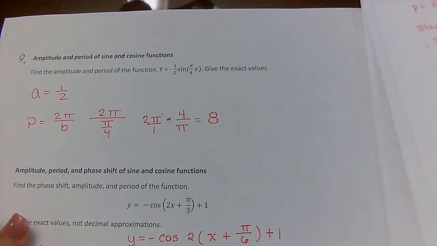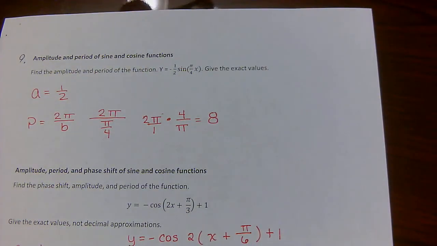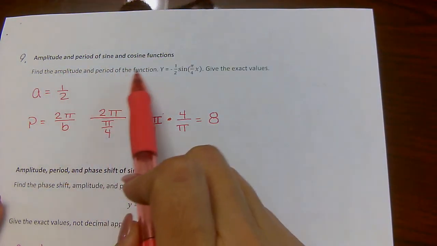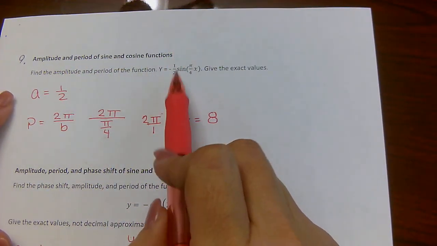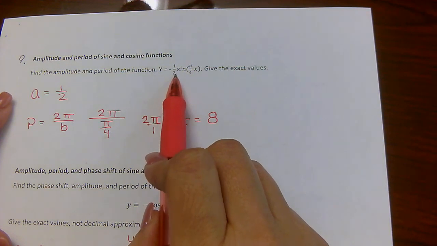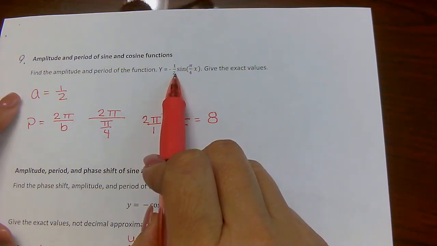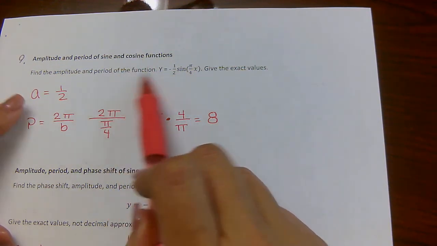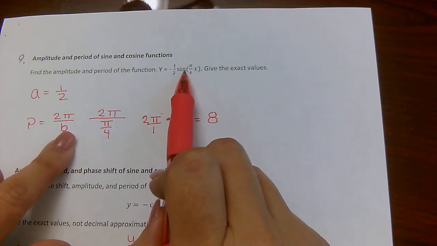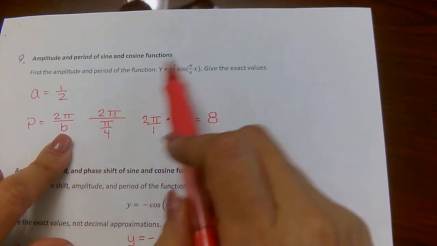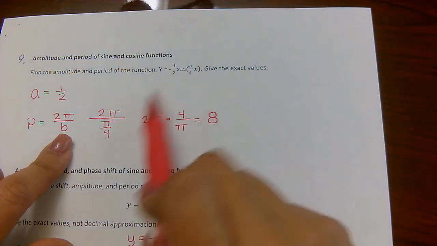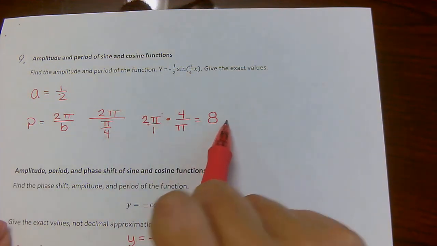Let's go ahead and do number 9. Number 9 just says find the amplitude and the period of the function. Amplitude is always going to be the positive value, so here it's going to be 1/2. The period is going to be 2 pi over b. For sine, you use 2 pi over b. B is pi over 4. If you do the math, you find the period to be 8.